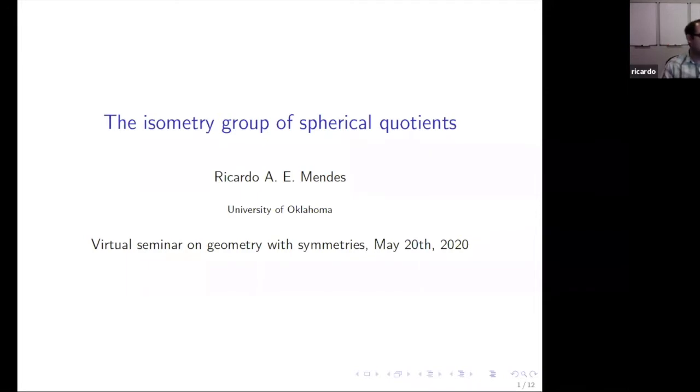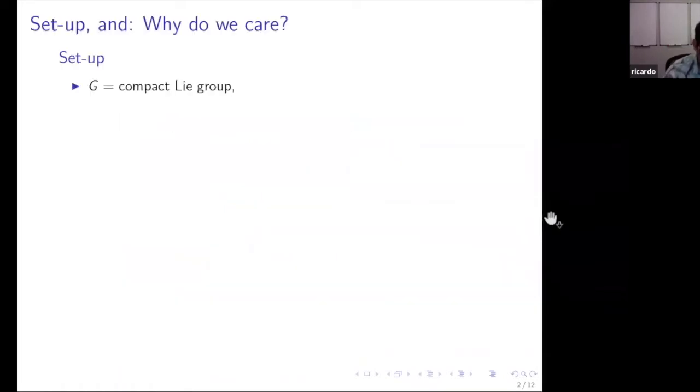I'll be talking today about the isometry group of spherical quotients. This is a project I finished recently. You can see it on the arXiv. The idea is to look at the quotient of a sphere by isometric group actions, look at the metric space, and look at what its isometry group is. Okay, so I'll start with the setup that I just said in words.